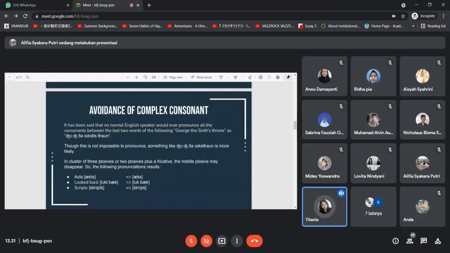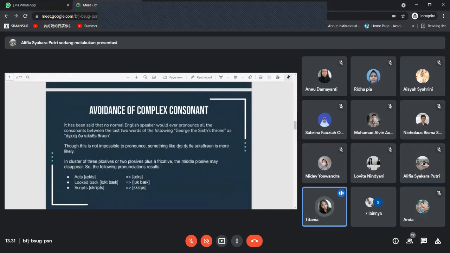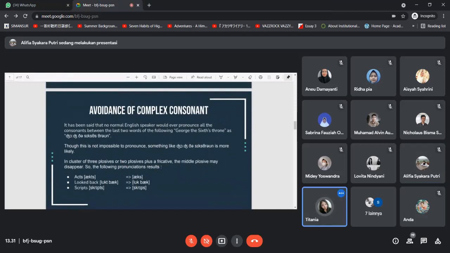Okay, avoidance of complex consonant. It has been said that no normal English speaker would ever pronounce all the consonants between the last two words of the following: George the Sixth throne. So this is not impossible to pronounce. Something like George the Sixth throne, with some consonants dropped, is more likely.